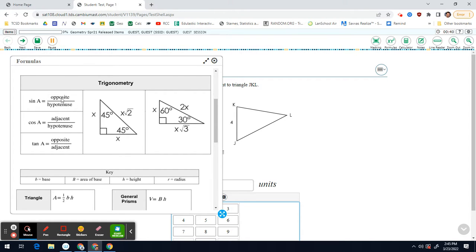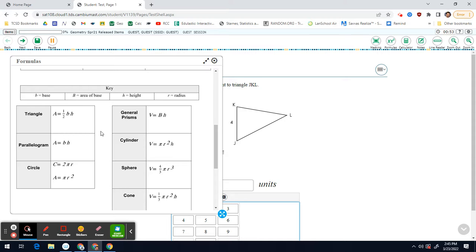Trigonometry, there's always 1 or 2 or 3 sine, cosine, tangent questions. I've yet to see a special right triangle on there. But the formulas are there for you. The relationships are there. Okay, very important here.